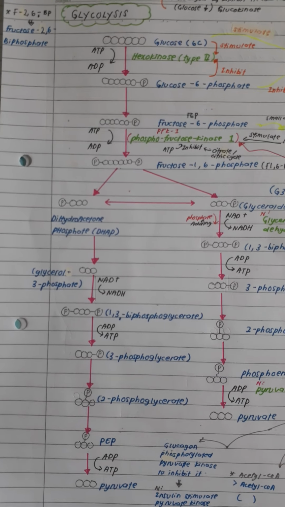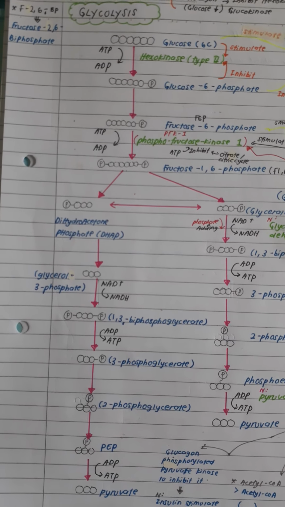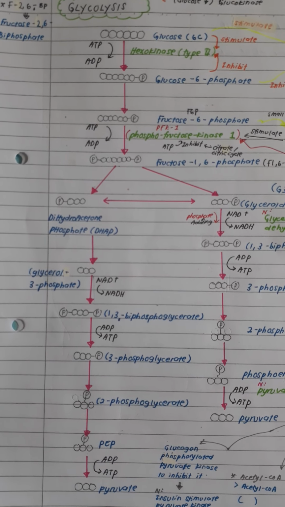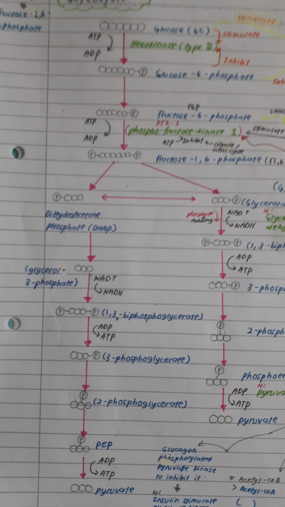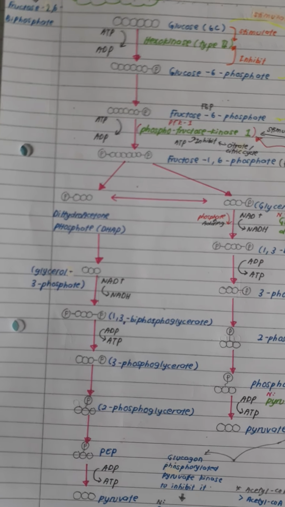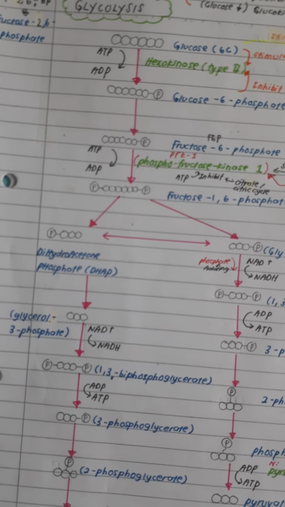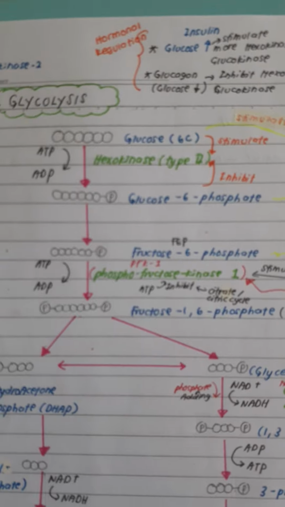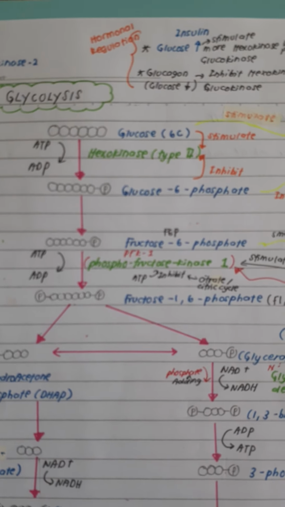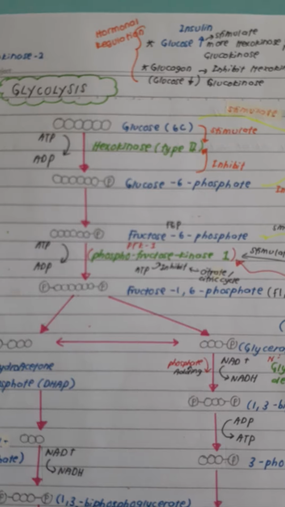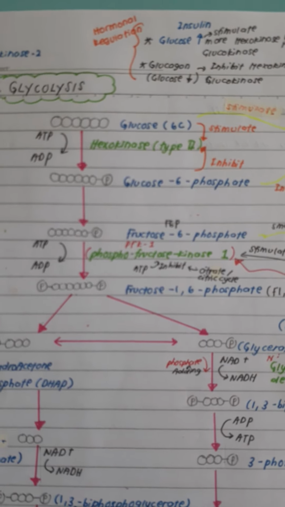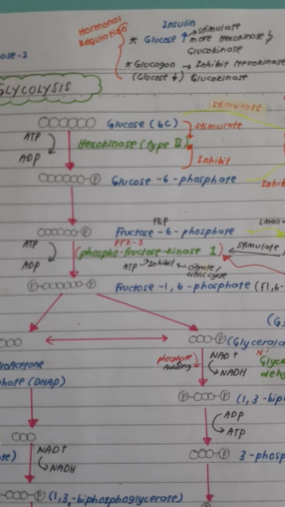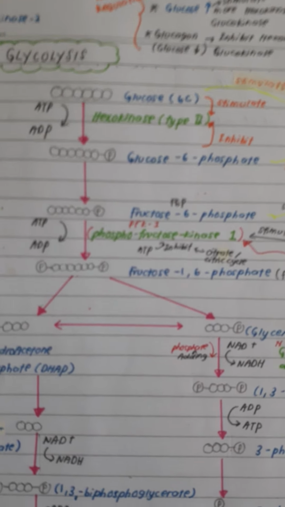First of all, glucose will convert to glucose 6-phosphate by hexokinase type 2. But we will see, hexokinase is stimulated by the glucose. Meanwhile, glucose 6-phosphate inhibit the production of the hexokinase. Actually, it is for allosteric regulation.